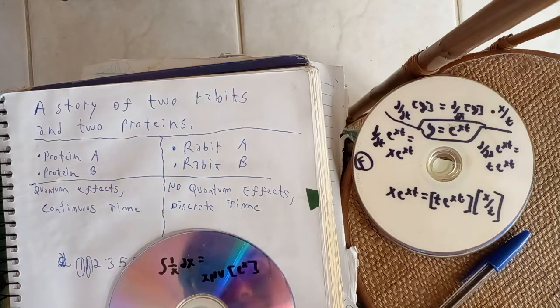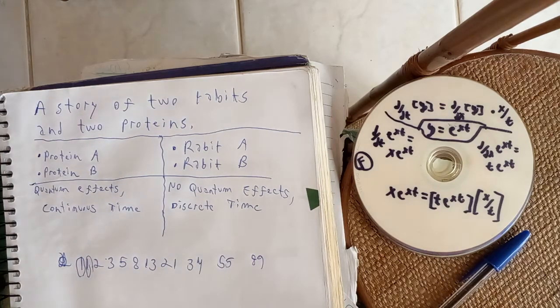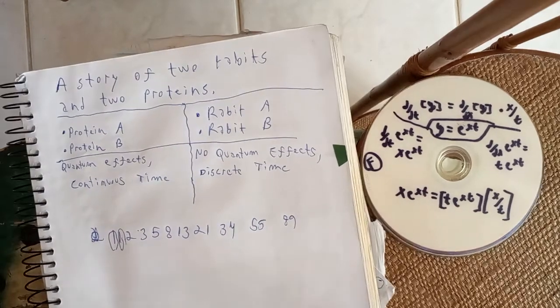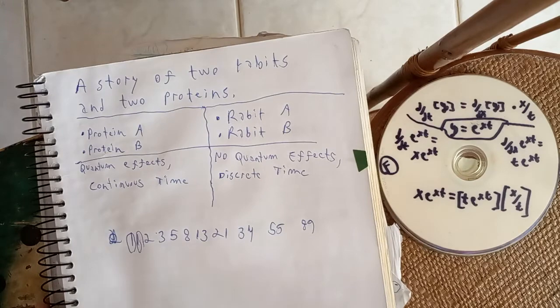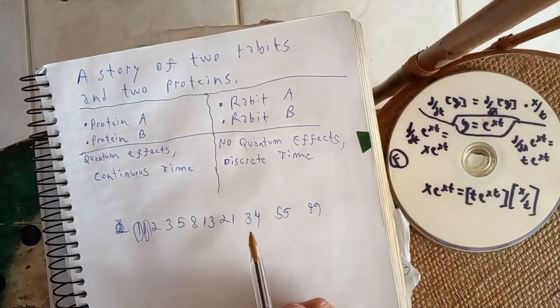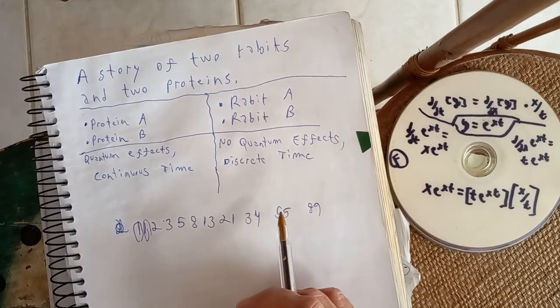So I want to wrap up quantum mechanics. Let's start with the story of 2 rabbits and 2 proteins. I don't want to wrap up the subject of quantum mechanics as if it had nowhere to go. I just want to change the subject to special relativity, that's all.